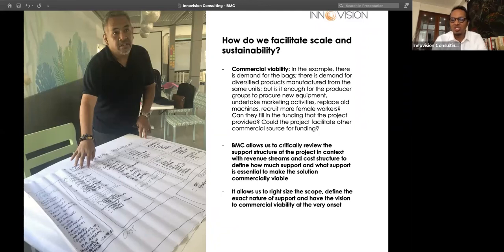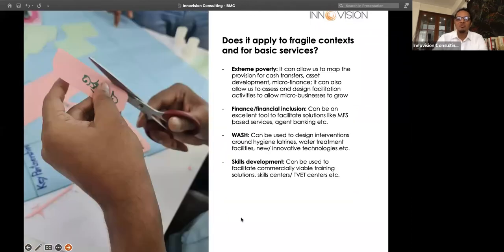If it is too much, then it is going to affect the revenue generation possibilities. Or if we are supporting too much, that we're building too many resources, and it is never going to be sustainable from the revenue streams generated, the cost structure is too heavy because of the intervention, then we are not right sizing our support. So what the BMC is allowing us to do is helping us to right size the scope and define the exact nature of the support that the project is going to provide.